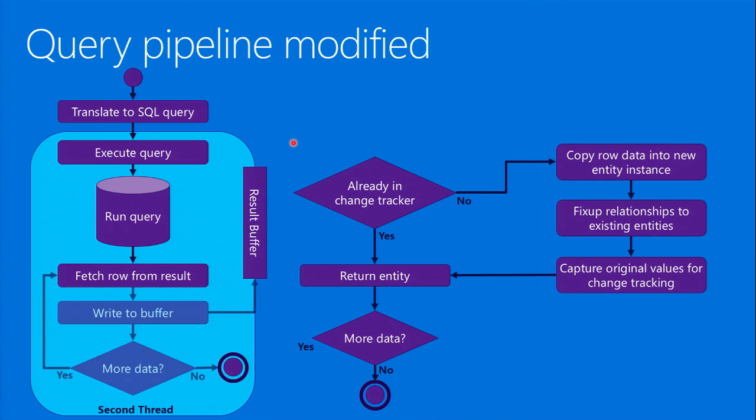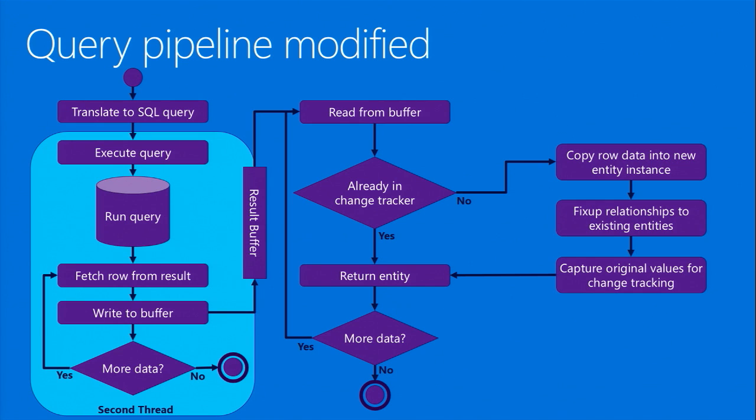When we do that, we use one thread to retrieve all of the data from the database and keep dumping that into a result buffer. So you see here, we just keep fetching rows from the reader and bringing them into memory and then leaving them in a buffer. And then in the second thread, we loop through all the data coming into the result buffer and run it through the materialization pipeline. So we have two threads going in tandem, one reading data from the database into memory and the other taking that in-memory data and materializing it into objects.